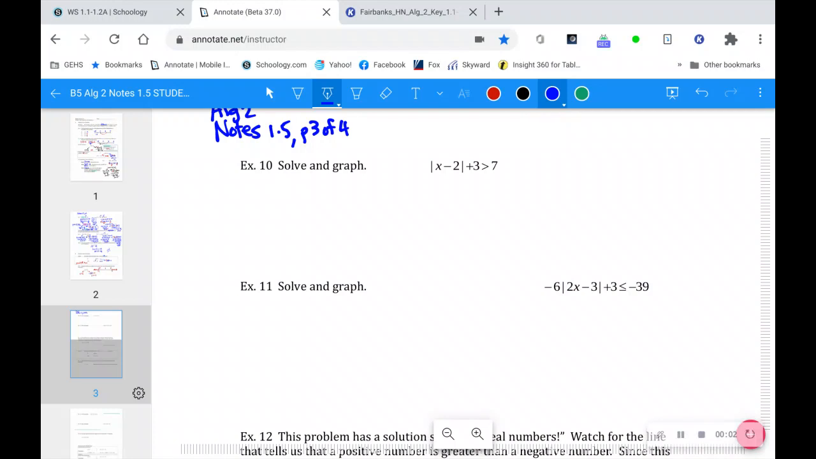All right, we've made it as far as page 3 of the notes set for solving absolute value equations and inequalities. And this is notes 1.5 for Algebra 2. Now, one of the things we've learned so far is that you have to isolate the absolute value to start this problem. So I need to get this part alone, and I'll start by getting the 3 out of the way.